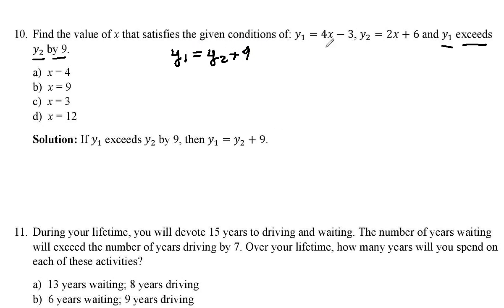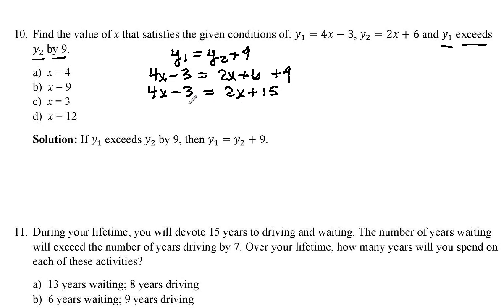So where there's Y1, we're going to plug in 4x minus 3. Where there's Y2 here, we're going to plug in 2x plus 6. And we got that plus 9 on the end. So this is going to be 4x minus 3 is equal to 2x plus 15.